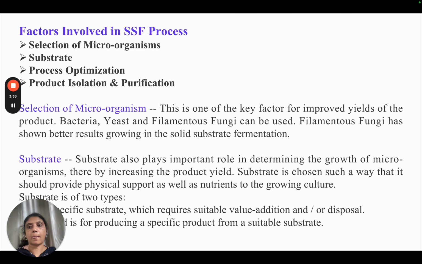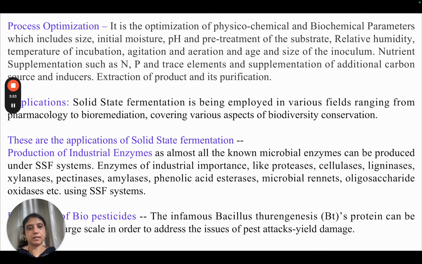Regarding factors involved in the solid state fermentation process, as usual, we have to select microorganisms which do not require water for their growth, and a solid substrate that provides all kinds of nutrients for the growth of the organism. And process optimization and product isolation and purification are also much tougher when compared to submerged fermentation.